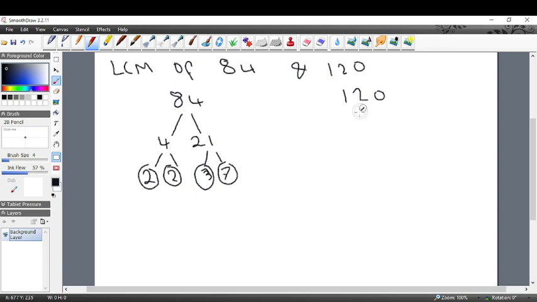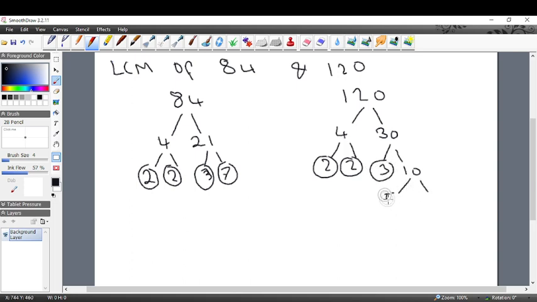For 120, you do the same thing. So 120 would be 4 times 30. None of these are prime numbers, so you continue. So 2 times 2, and 30 would be 3 times 10. So 2 is a prime number, 2 is a prime number, 3 is a prime number, 10 is not a prime number, so you continue with the same step. 10 would be 5 times 2. 5 is a prime number now, and so is 2.